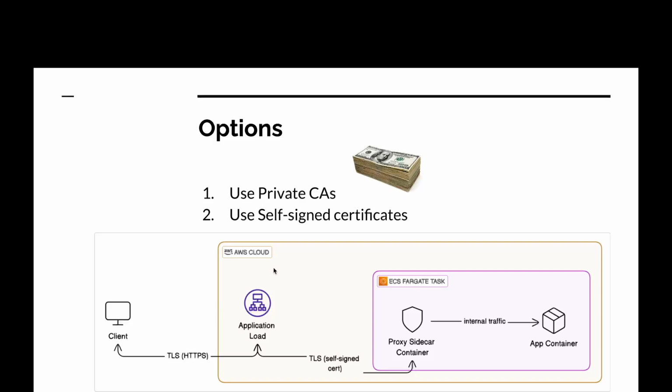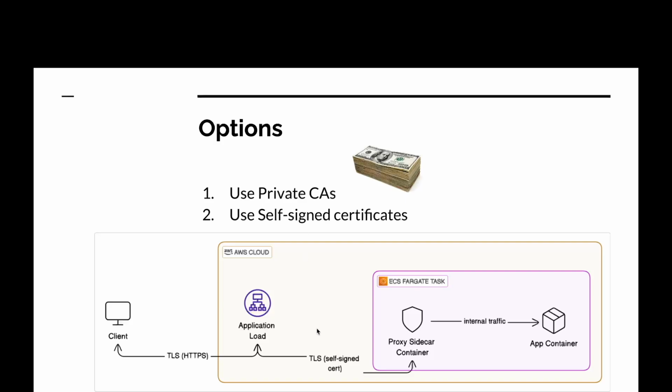That leads us to the second option, which is the focus of this tutorial, using self-signed certificates. While this approach doesn't allow the ALB to verify the identity of the services it communicates with, as it would with trusted CAs, it's much more budget-friendly and still provides strong encryption for internal communication.